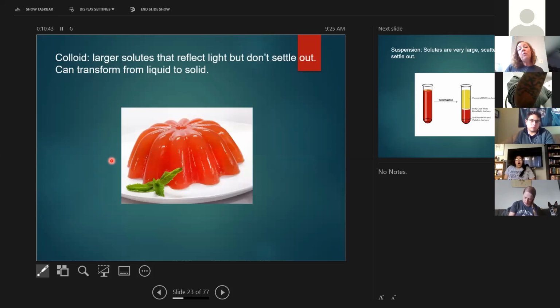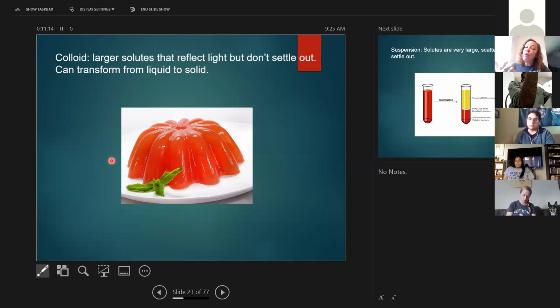How does this thing act? How does it react? Chemical reaction here? Not really chemical reaction, but just what does it look like? How do we use it? The characteristics of each one. The characteristics, yes. So what a colloid is where we have larger solute. Remember, solute is what we're mixing in. So we have the larger solutes, but they're not settling out.